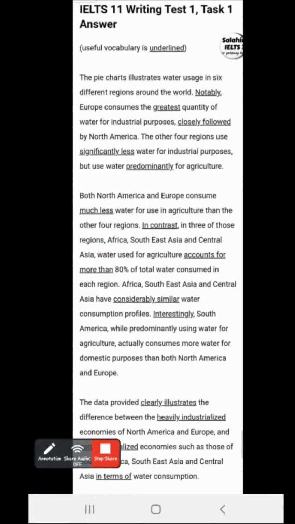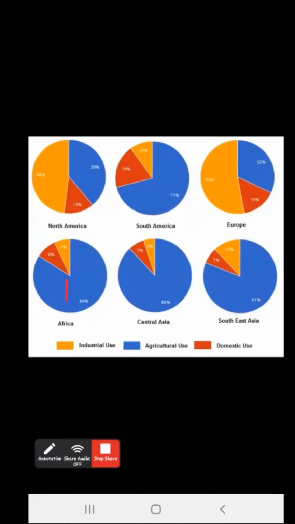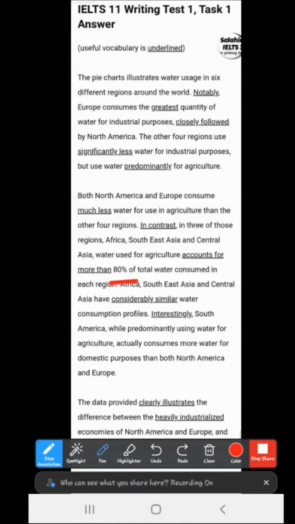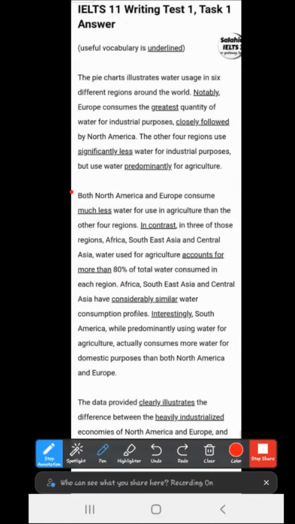How do you know that? You can see this here. This is 84, this is 88, this is 81. So it's very clear that more than 80% of total water is consumed in each region. Africa, Southeast Asia, and Central Asia have considerably similar water consumption profiles. Interestingly, South America, while predominantly using water for agriculture, actually consumes more water for domestic purposes than both North America and Europe. So far, we dealt with agriculture.